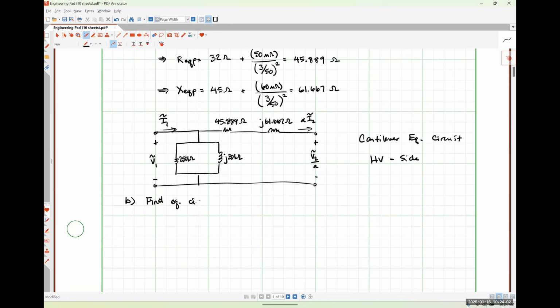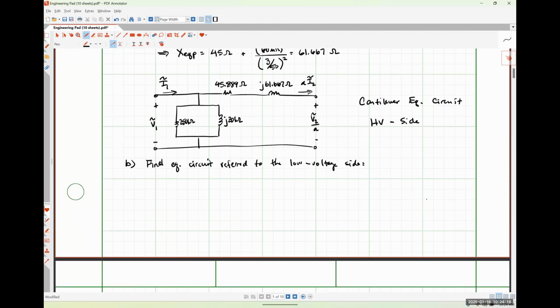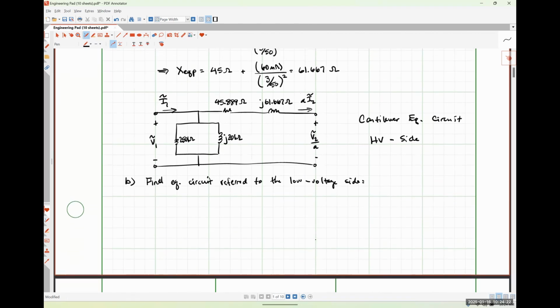So find the equivalent circuit referred to the low voltage side, all right? We can follow a fairly similar process, but it's going to be slightly more involved. The first thing we might be interested in would be the series equivalent resistance. So let's call this REQS, referred to the secondary side.